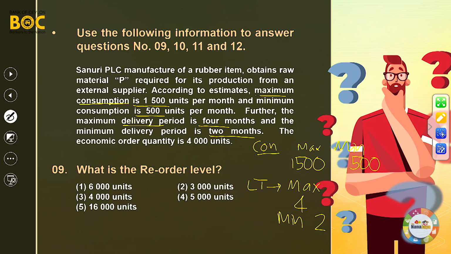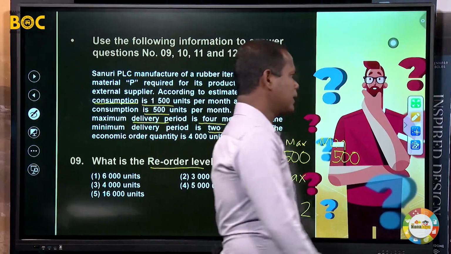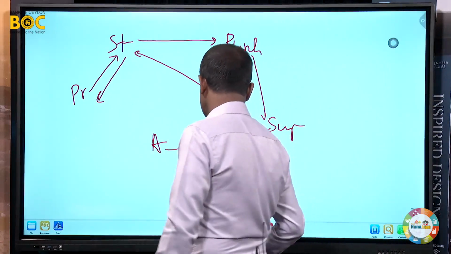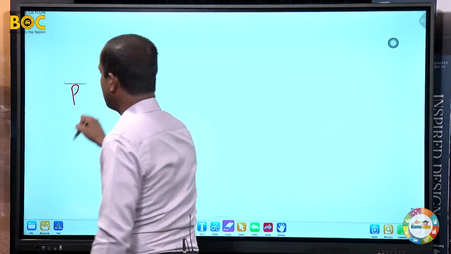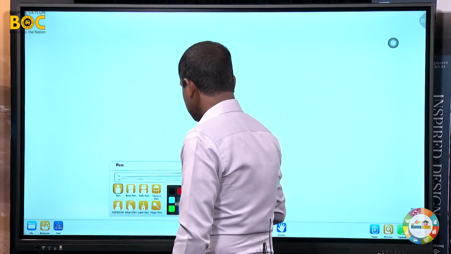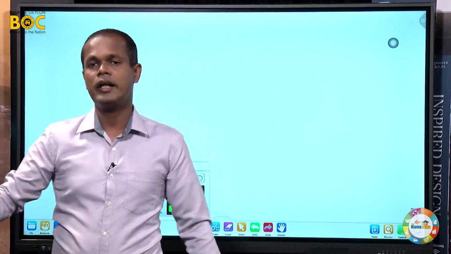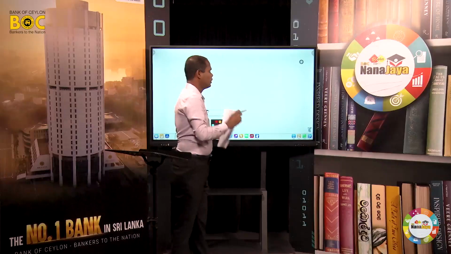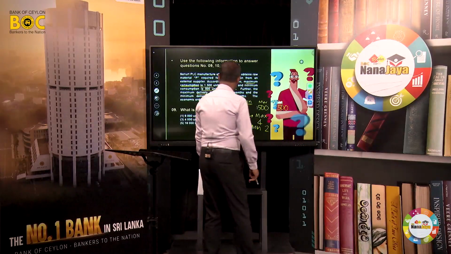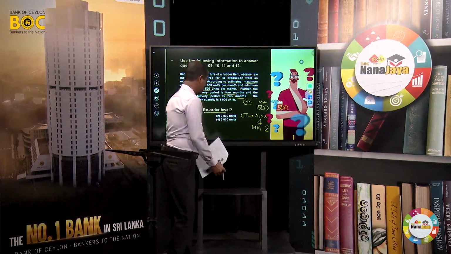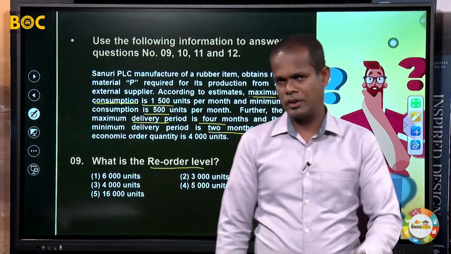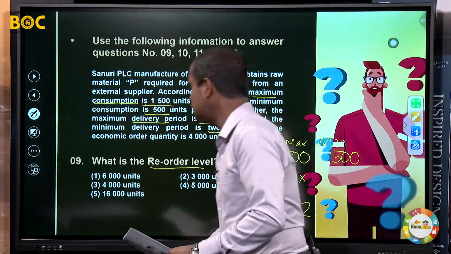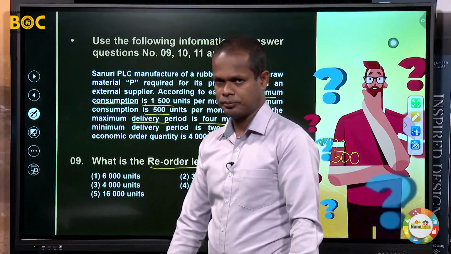The requirement: reorder level. What's the formula to calculate the reorder level? The reorder level is the inventory level at which you make the next order. In deciding the reorder level, you have to consider your maximum consumption and maximum lead time.